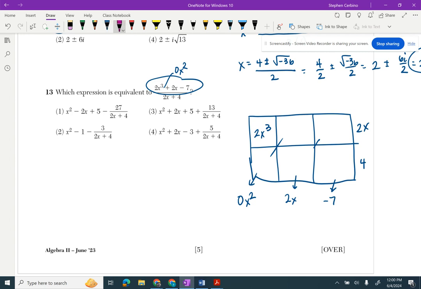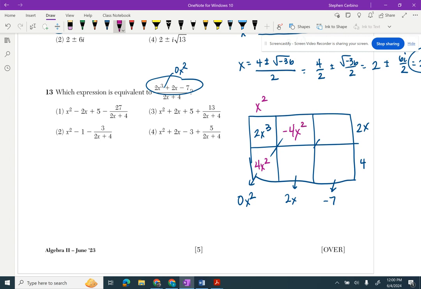So if we start doing the math, we're going to ask ourselves lots of questions. What could I multiply 2x by to make 2x cubed? Well, that would just be x squared. Well, that's x squared. This is 4x squared. But I want these 2 boxes to add up to 0x squareds. So what do I add to 4 to make 0? That would be negative 4x squared.